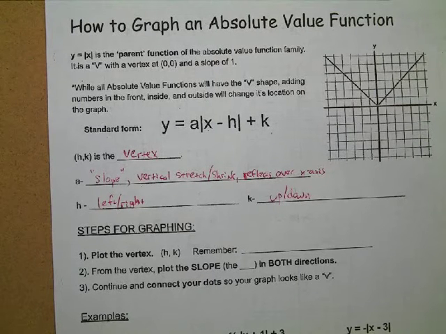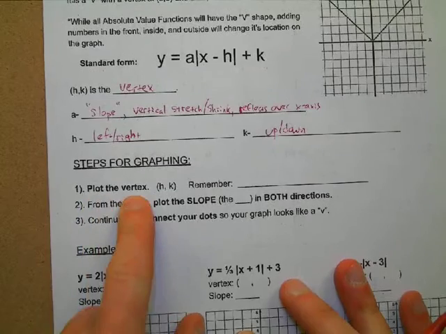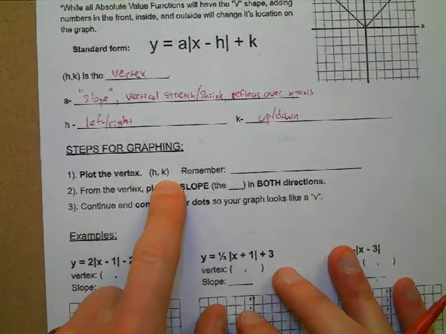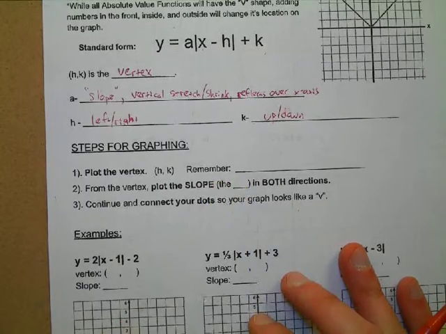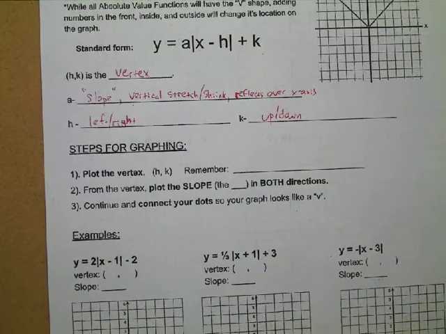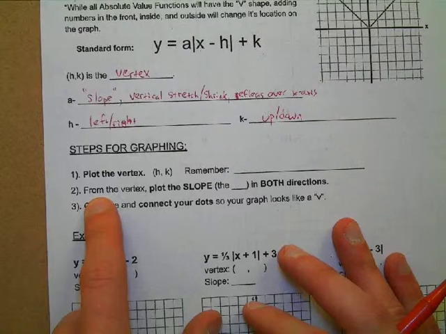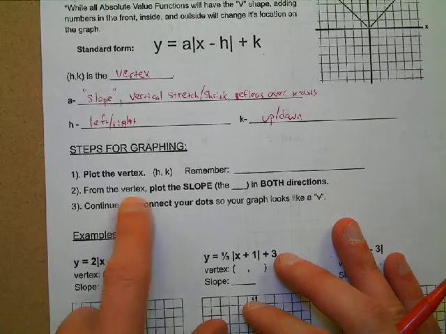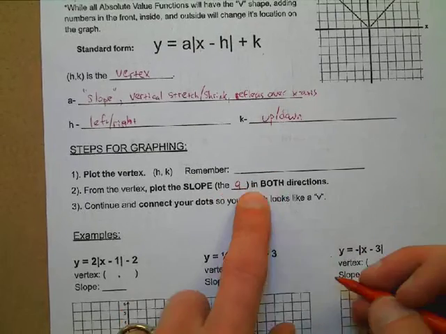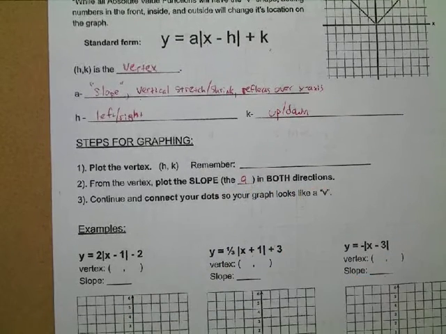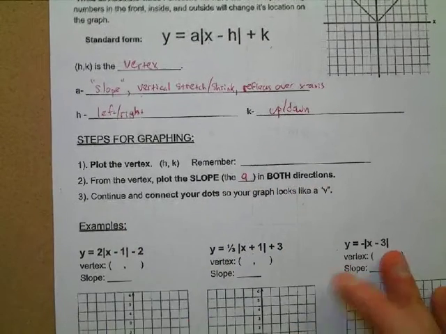Okay, so plot the vertex, h and k. Remember to do the opposite of h. That's how we roll the shift. From the vertex, plot the slope. That's the A value, in both directions. Then continue and connect your dots so your graph looks like a V. That's really all there is to it.